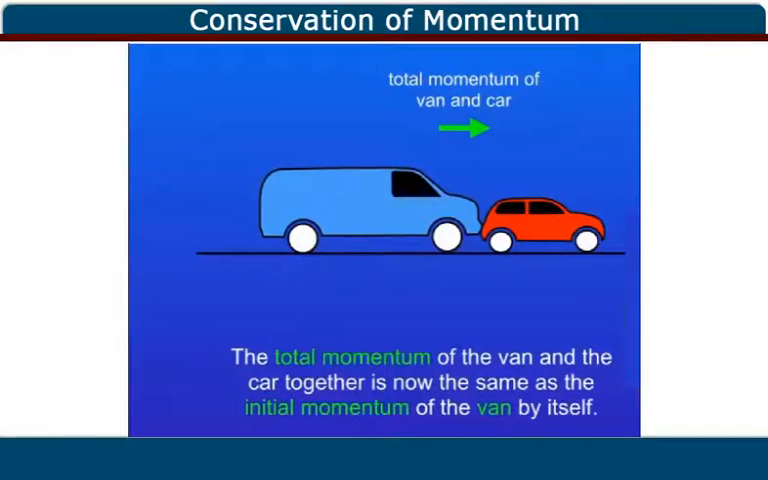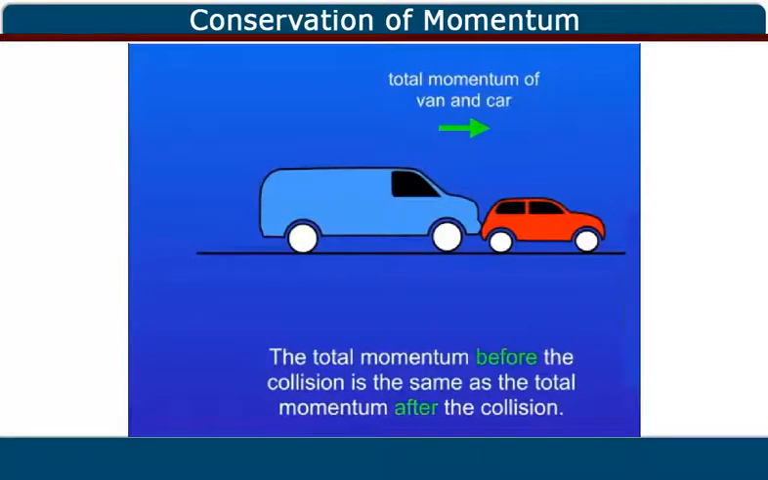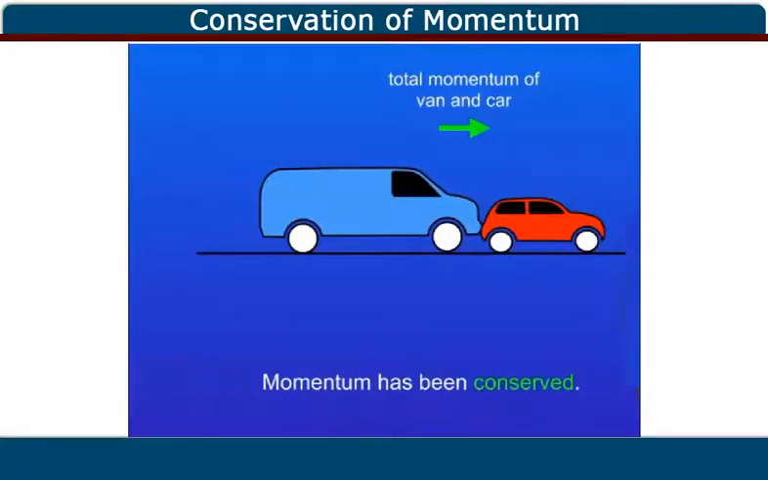The total momentum of the van and the car together is now the same as the initial momentum of the van by itself. So as we can see, the total momentum before the collision is the same as the total momentum after the collision. In other words, momentum has been conserved.